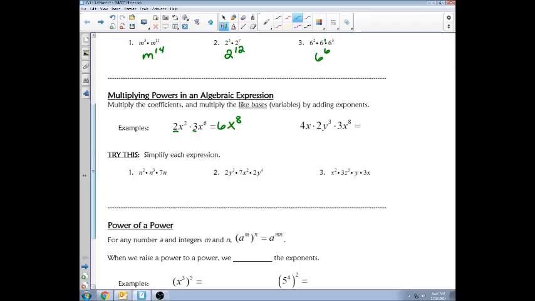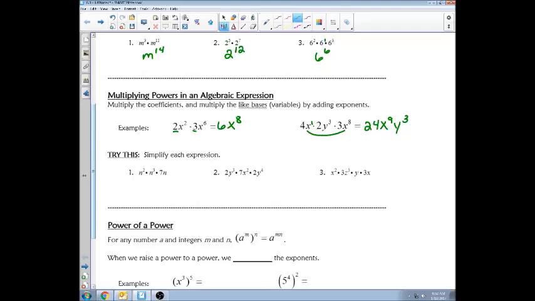All right? On to the second example, 4x times 2y to the third times 3x to the 8th. So 4 times 2 is 8 times 3 is 24. I have x, y to the third, and x to the 8th. So I'm going to take the two x's and multiply them together, which means I'm going to add their exponents, which is 1 and 8. So I'll have x to the 9th. And then the y is by itself, so it would be y to the third. Okay? I want you guys to go ahead and try 1, 2, and 3 on your own. Give it a shot. Pause the video for a few minutes and see how you can do.